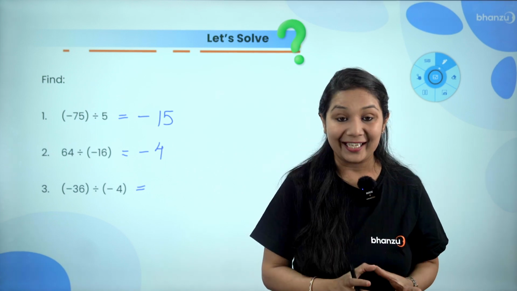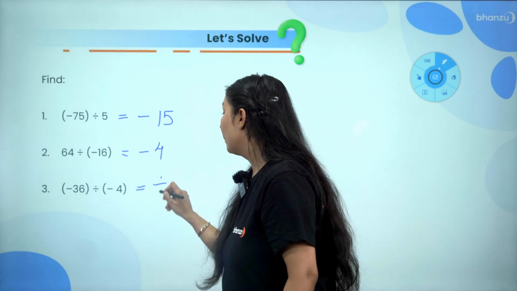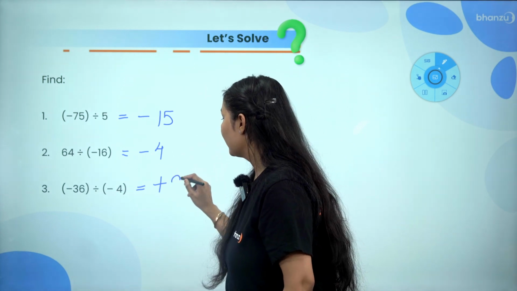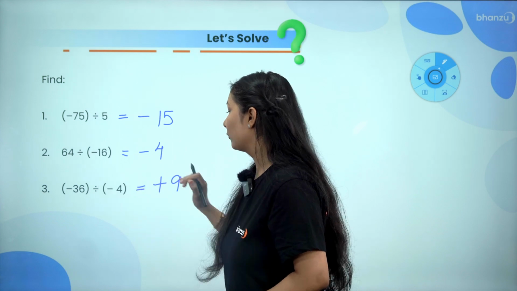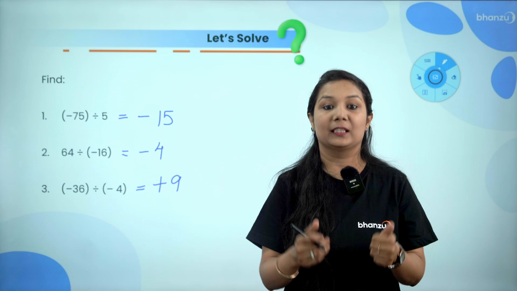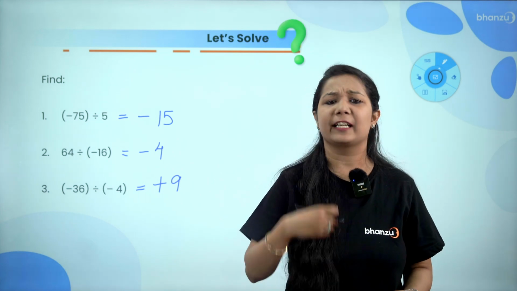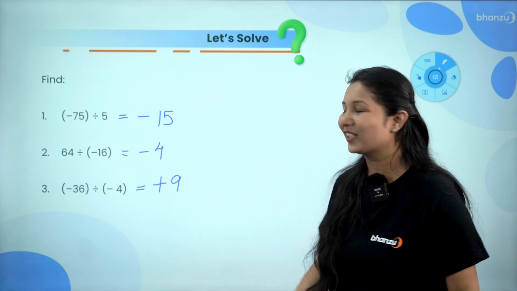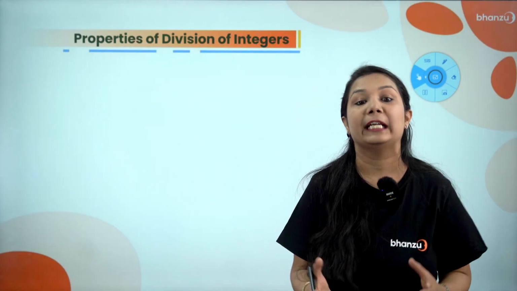If you divide two negative integers or two positive integers, your quotient would always be positive, right? So 36 divided by 4 is going to give us plus 9. Minus 36 divided by minus 4 is plus 9. So I hope everybody is clear with division of integers, whether the first integer is negative or the second or both of them, or if both of them are positive also. So now let's move ahead to properties of division of integers.